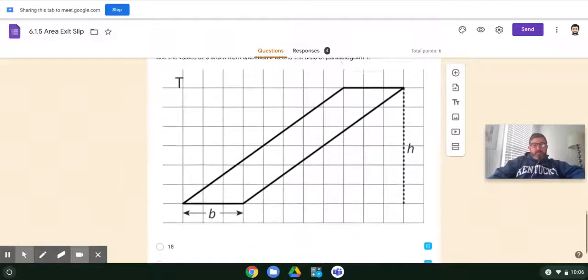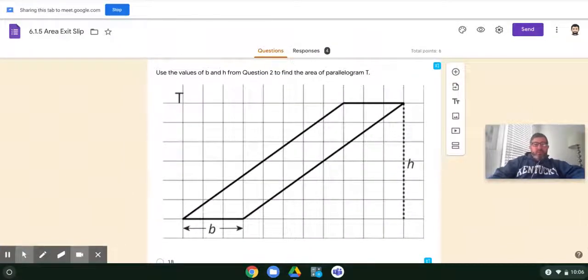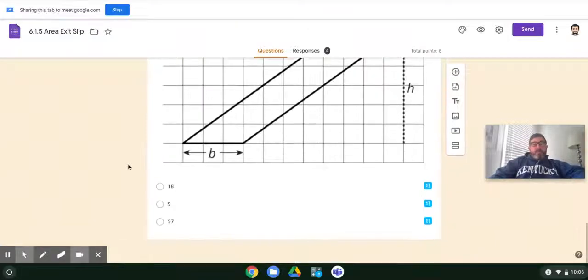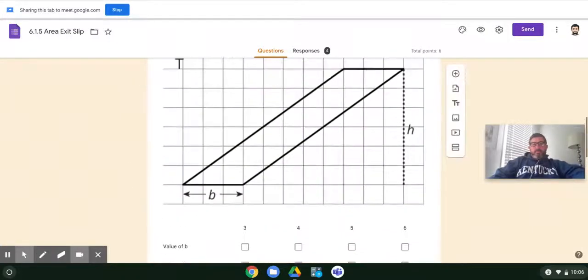All right. So what would our area be on this one if we know our base is 3 and our height is 6? 18. That's exactly right. You've got this down pat.